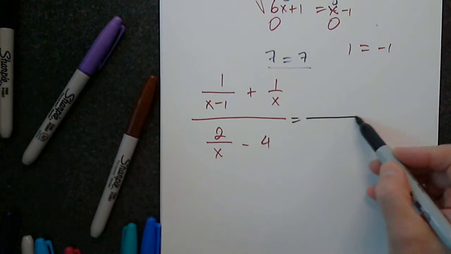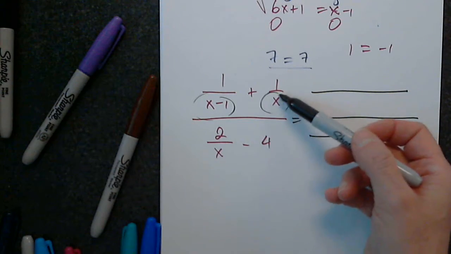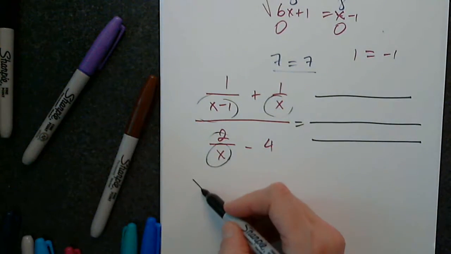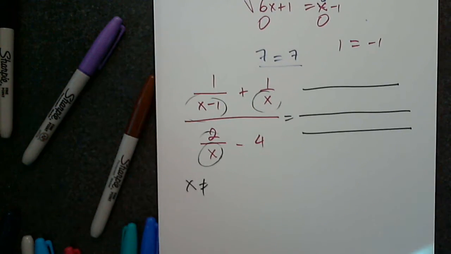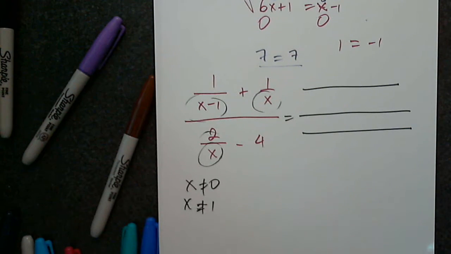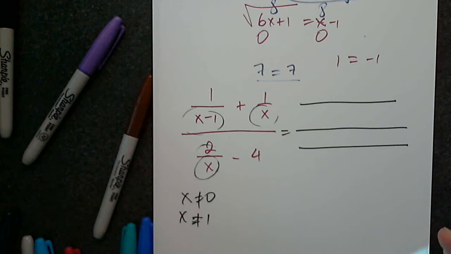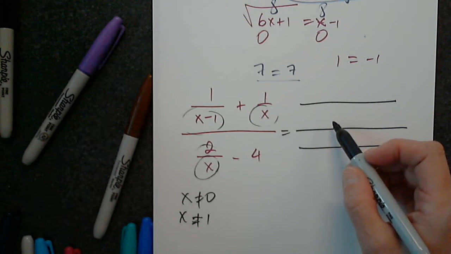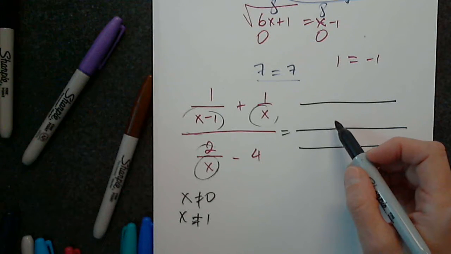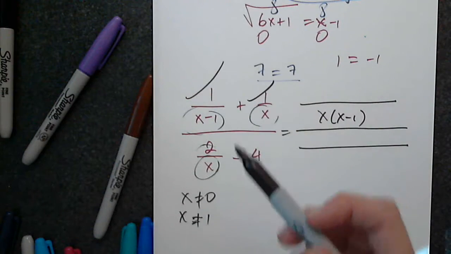Well, I have to look at the numerator and find the least common denominator. State a restriction for these denominators. So x cannot be 0 or 1. What is the least common denominator in the numerator? Awesome. Good. So what do these need?